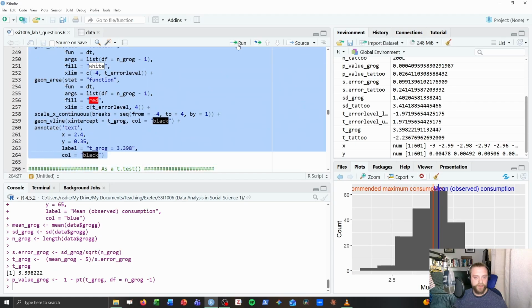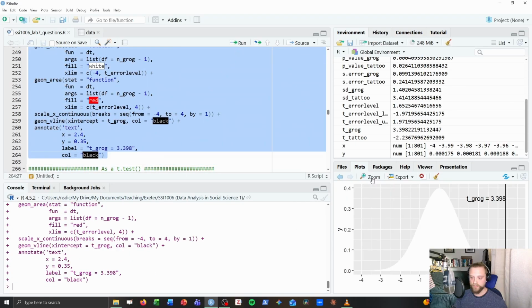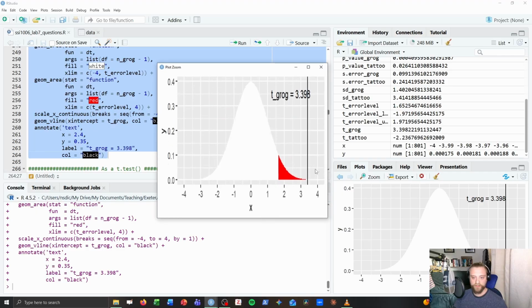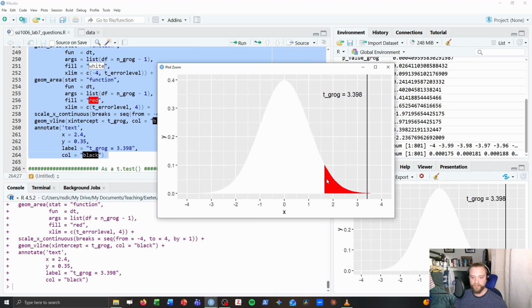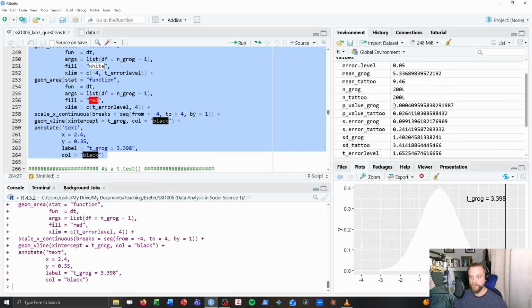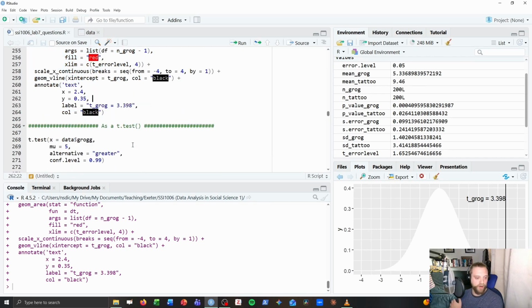So again, if we want to visualize that, here it is. So we have all of our error concentrated up here, or acceptable error. And we've got an even more extreme value than that. We have a tiny little amount of the distribution under the curve here. Corresponds to our very low p-value here. It's almost 0.